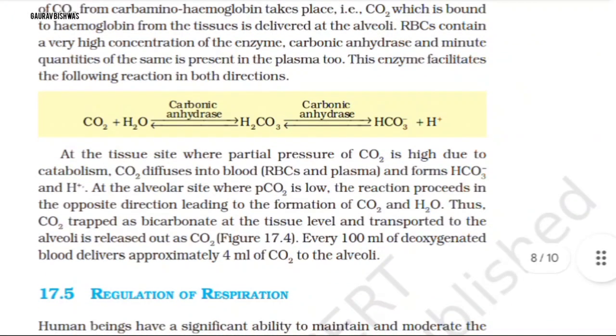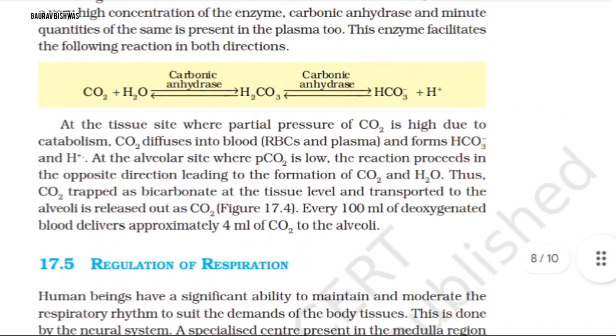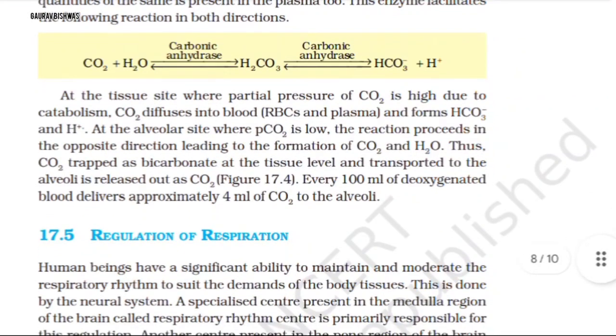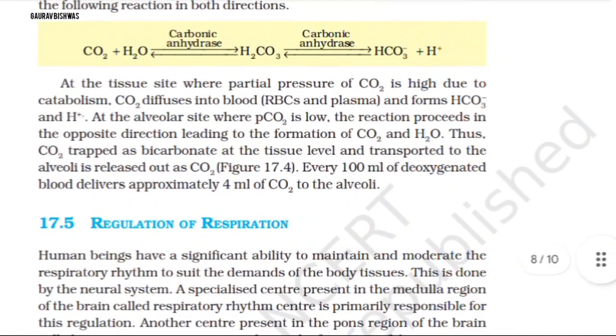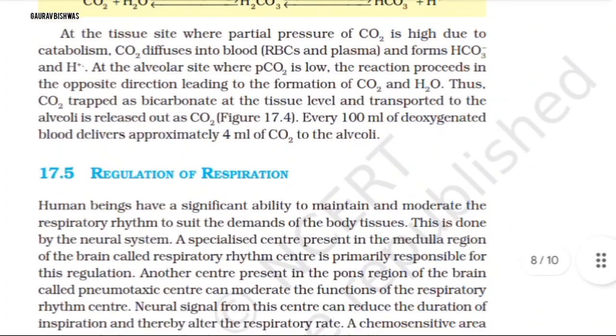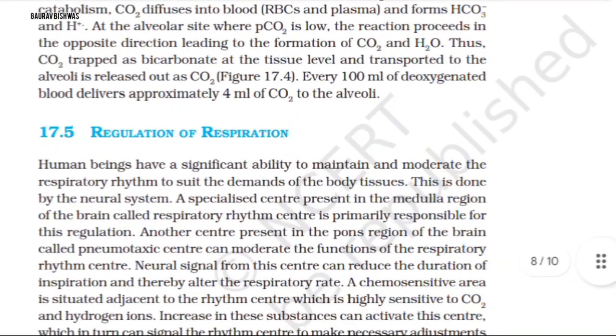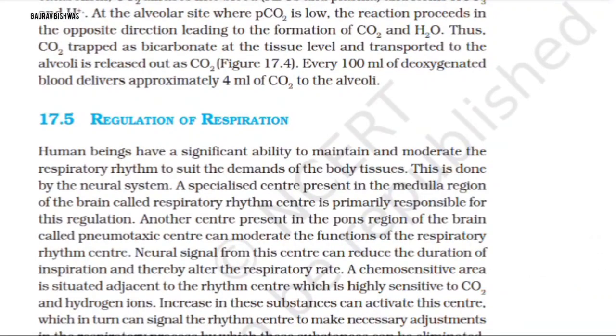At the tissue site, where partial pressure of carbon dioxide is high due to catabolism, CO2 diffuses into the blood, RBC and plasma, and forms HCO3 and H plus. At the alveolar site, where partial pressure of carbon dioxide is low, the reaction proceeds in the opposite direction, leading to the formation of carbon dioxide and water. This CO2 trapped in the bicarbonate at the tissue level is transported to the alveoli and released out as CO2, figure 17.4. Every 100 ml of deoxygenated blood delivers approximately 4.4 ml of carbon dioxide to the alveoli.